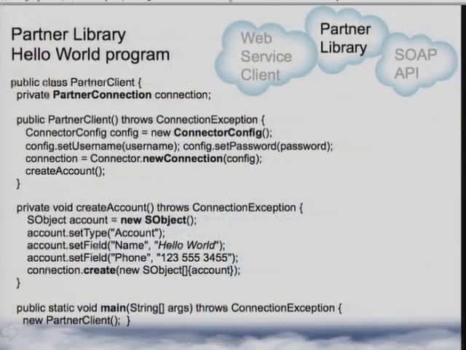So we've looked at all the pieces. Now let's just look at the basic Hello World program. This is a Java program that does three things. It's going to create a connection config. It's going to log in, which is calling new connection. Then it's going to create an object, which we call an S object. It's going to populate fields on that object, and then it's going to call create.